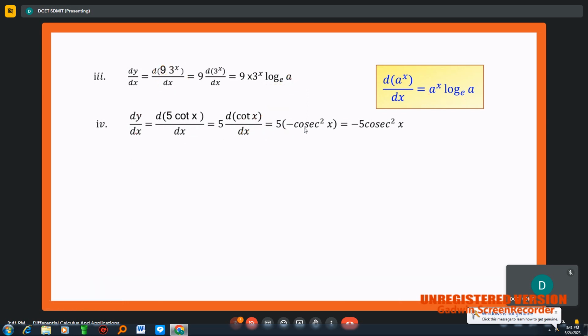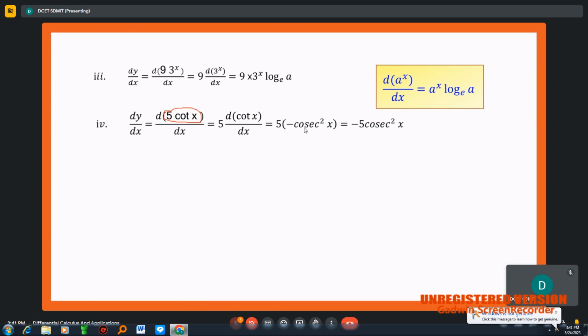Now, what is the dy by dx of pi cot x? Here we are applying the constant rule, because pi is a constant. Pi into the differentiation of cot x.